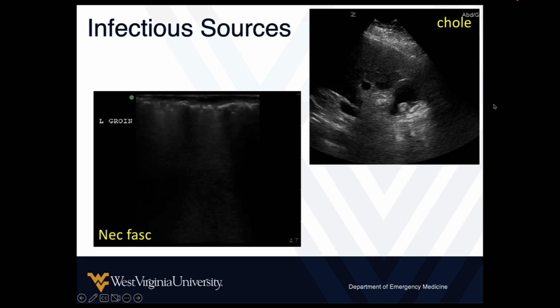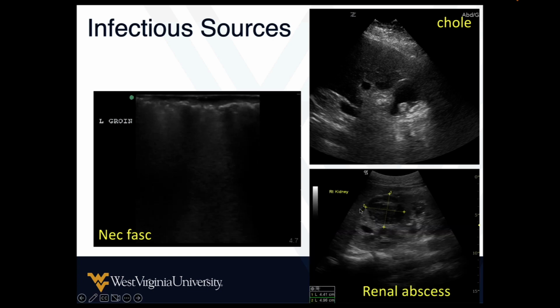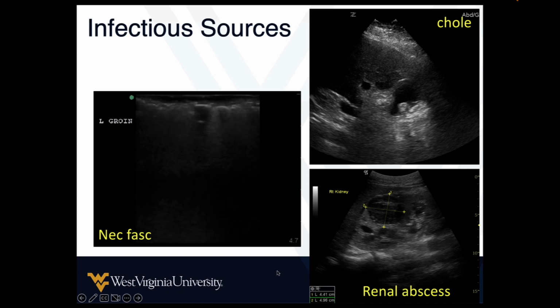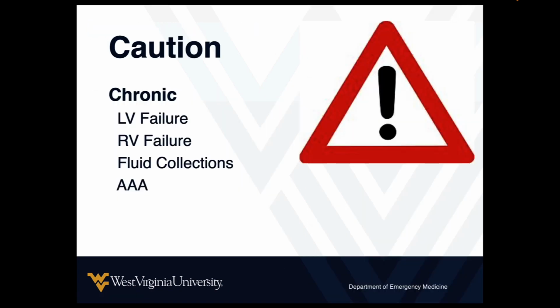So a lot of these intra-abdominal things we can identify with ultrasound if we take a reasonable look in their abdomen. This is a renal abscess, so this is all kidney here. And this, if you weren't sure about this, put color on it. You're probably going to do further imaging on this, but this may help guide your initial decision making. So those are some of the infectious things.